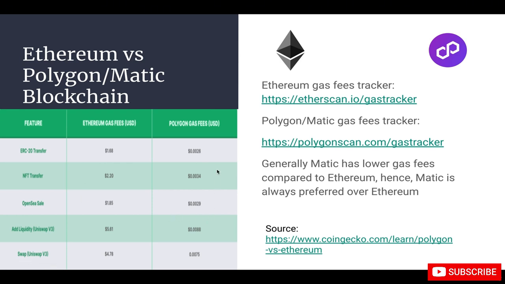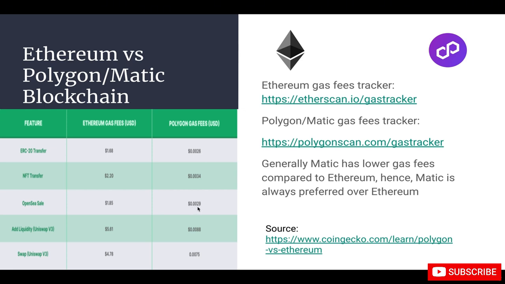If you'd like to learn more about it, just click on this source link here, CoinGecko. I got this table from CoinGecko. Just click on it if you want to do more research. Obviously, Ethereum gas fees are way more expensive here. Just to pick an example, if you purchase non-fungible tokens on OpenSea, it costs you about $1.85 on Ethereum. Meanwhile, on Polygon Matic, it costs not even a cent.